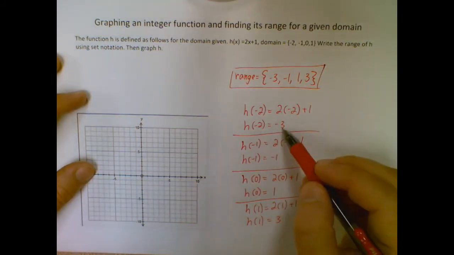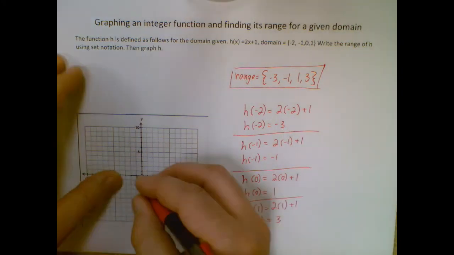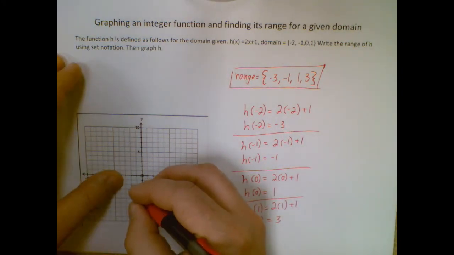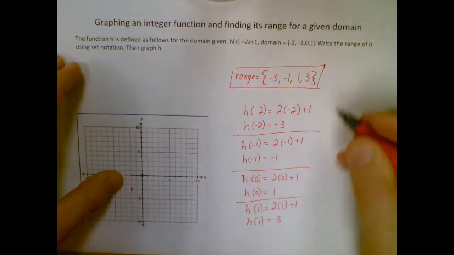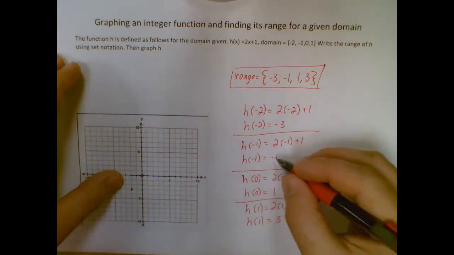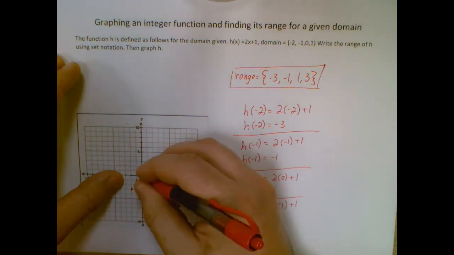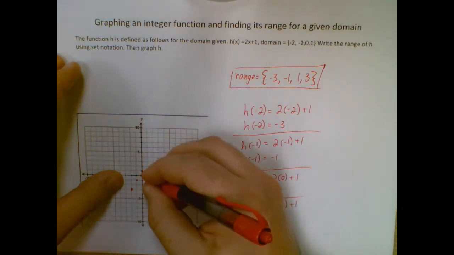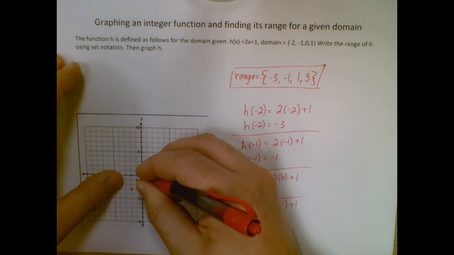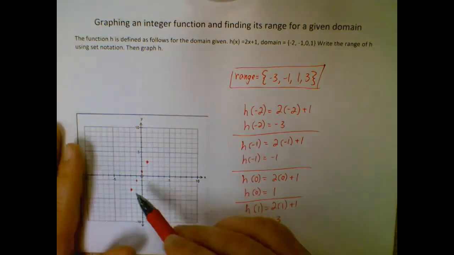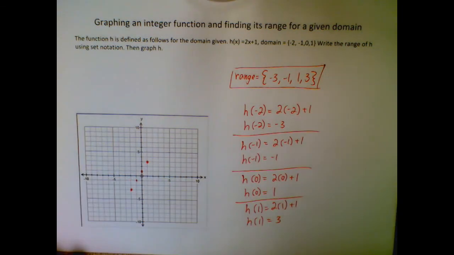So my first point is -2, -3. So left 2, down 3. And then -1, -1, 0, 1, and 1, 3. So that would be my graph here of just those 4 points in the function.